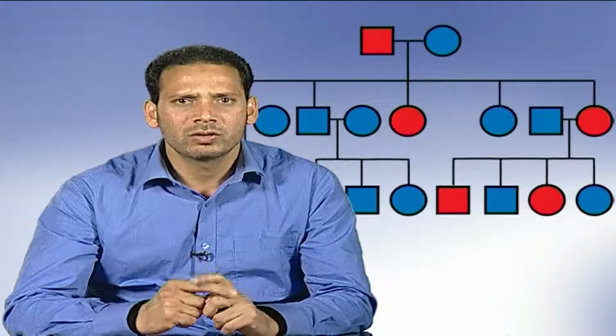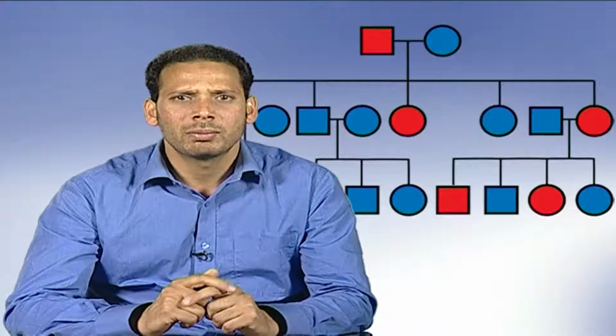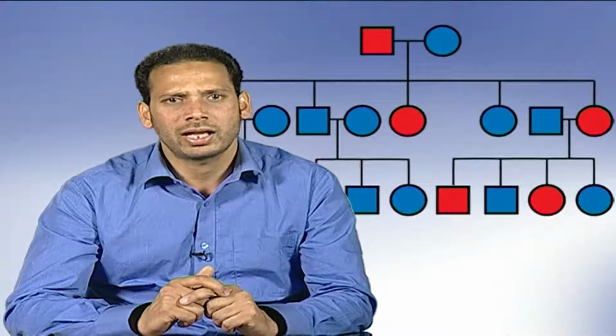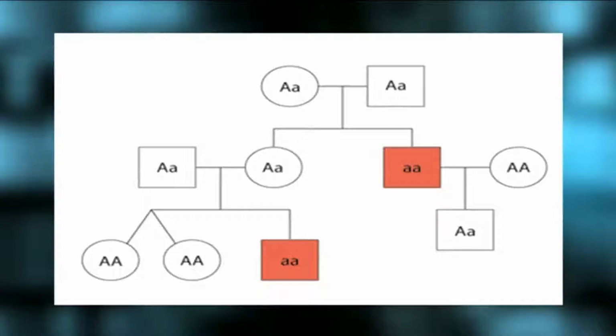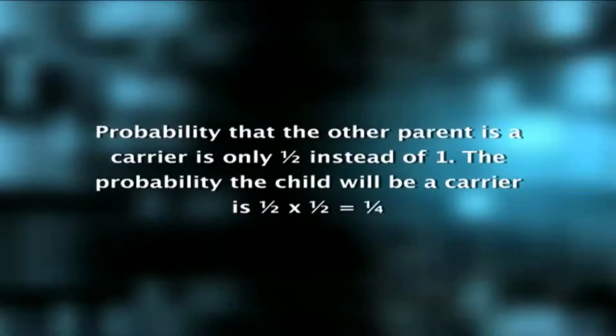In these problems, we can assume that any individual marrying into the family is not a carrier. As we have just discussed, if the other parent is definitely a carrier, then the probability of passing that allele to a child is half. And so the probability the child is a carrier is also half. But suppose that the probability that the other parent is a carrier is only half instead of 1. Then the probability the child will be a carrier is half times half, that is 1/4.